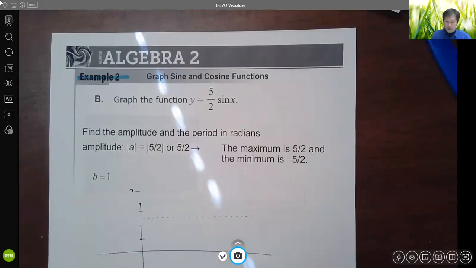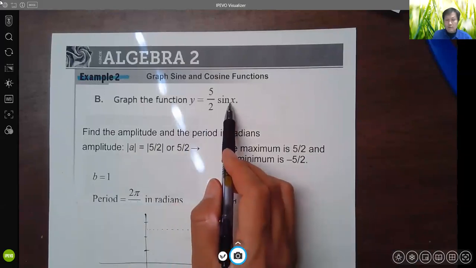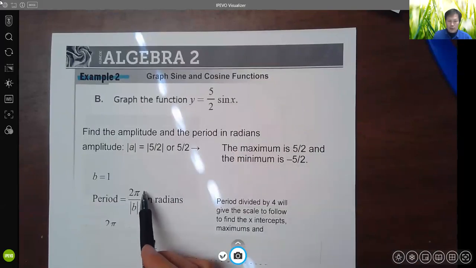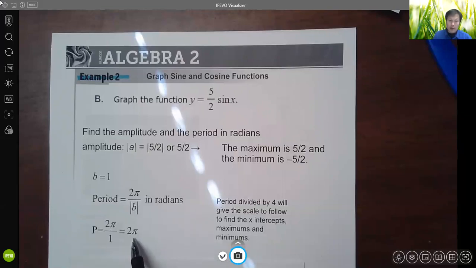Now, period is a value of B. Here B is the coefficient of x. I don't see any number right in front of x. What does that mean? B value is 1. So period is 2 pi over absolute value of B, so 2 pi over 1 becomes 2 pi. So period is 2 pi.